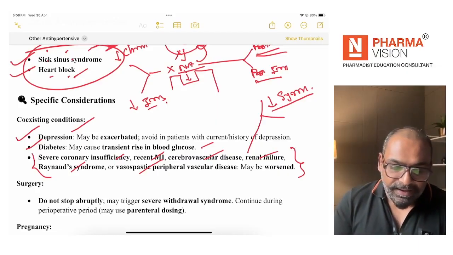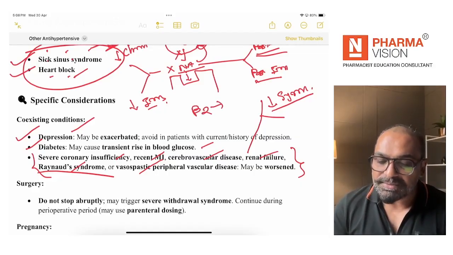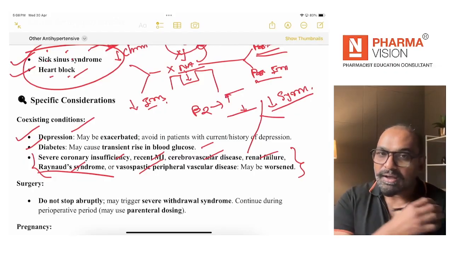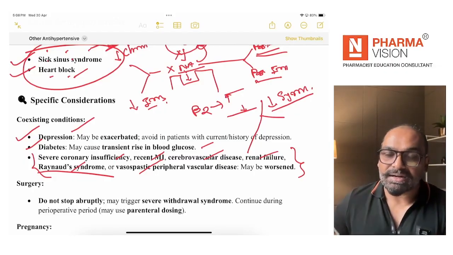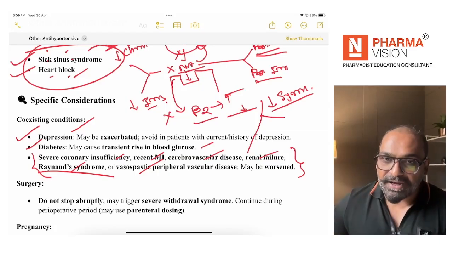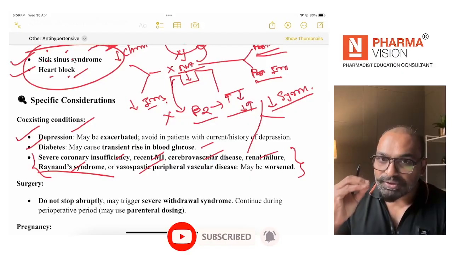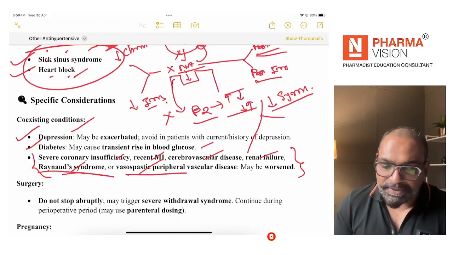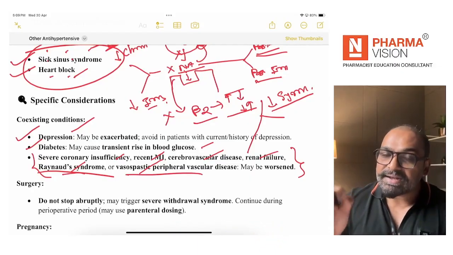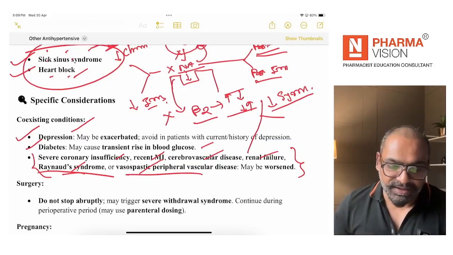Okay, like in Raynaud condition, beta 2 receptors are responsible for vasodilation of your peripheral vascular blood vessels. When the noradrenaline concentration reduces, the peripheral blood vessels become more constricted. In that situation, Raynaud conditions and vasospastic peripheral vascular disease get worse. That's why clonidine should be avoided in such situations.